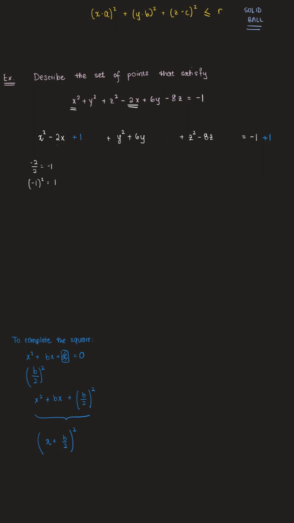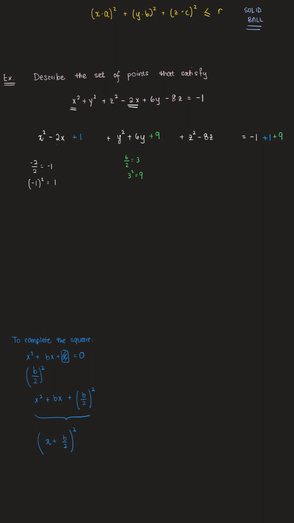For the second term, I'm going to do this one in green. I'm going to take that 6 divided by 2. That's 3. And when I square 3, we get a 9. So I claim that if I add 9 here, that will make this a perfect square. We'll do that in a moment. But remember, if I add 9 to one side of the equation, I have to add 9 to the other side too. So I'm going to add a 9 there too.